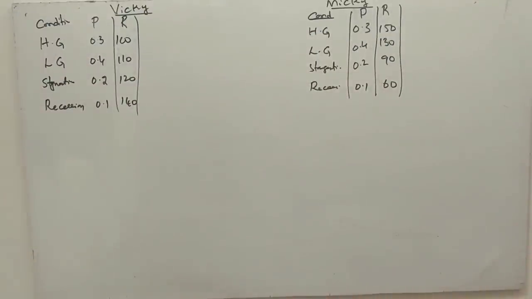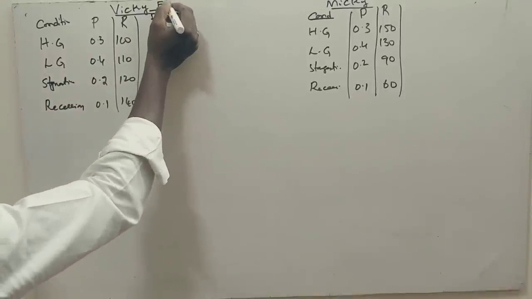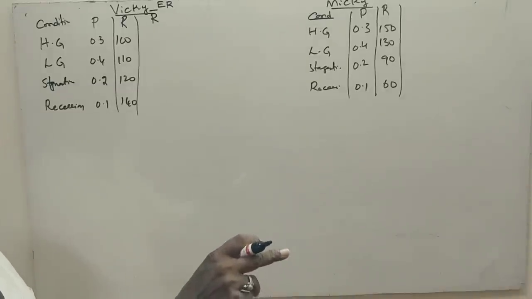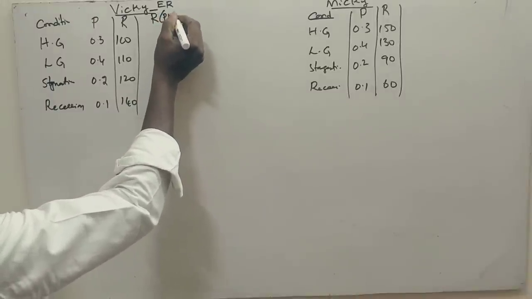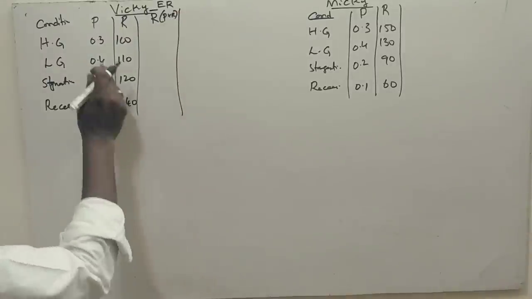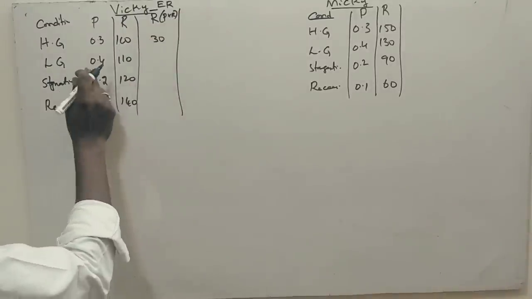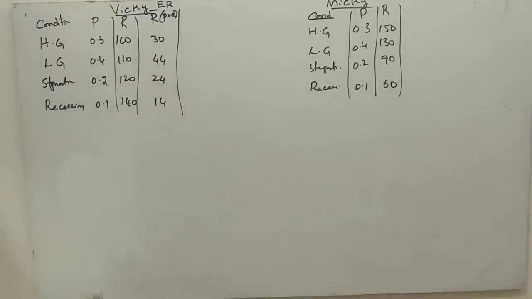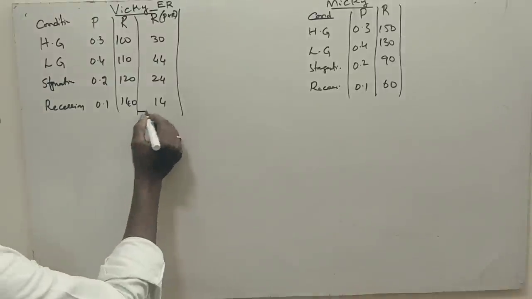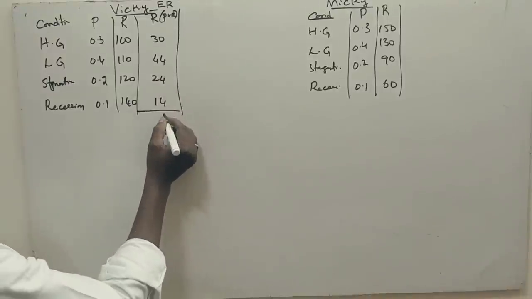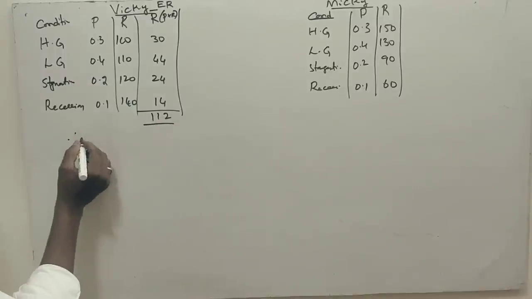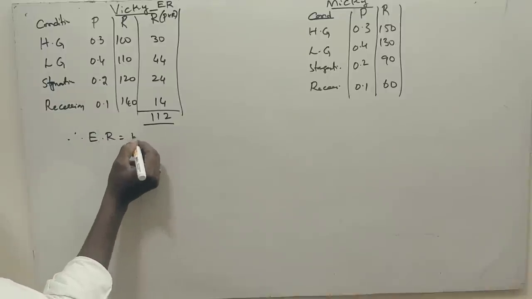Now, what we have to do is, we have to find out R dash. See, what is R dash? R dash is nothing but expected return. How we used to calculate expected return is P into R. So now we have to find out what is P into R. That is 0.3 into 100 is 30. This is 44. This is 24. This is 14. Now, let us calculate: 4 3s are 12, 1 carries 2, 4, 8, 11. So, that means expected rate of return is 112. Therefore, expected return is 112.